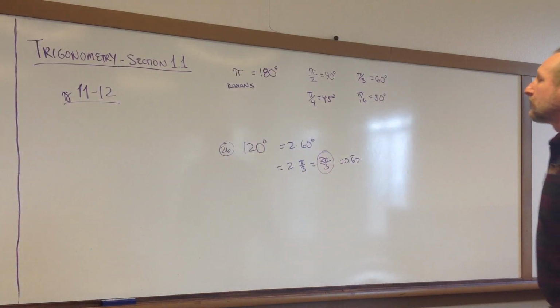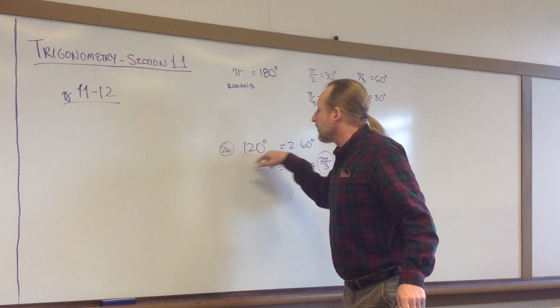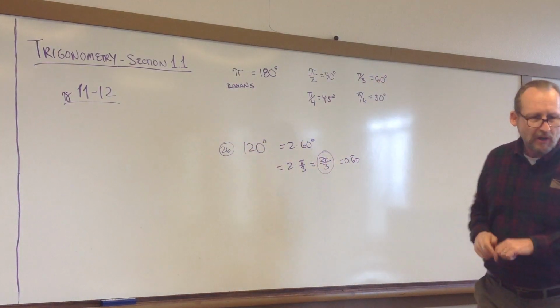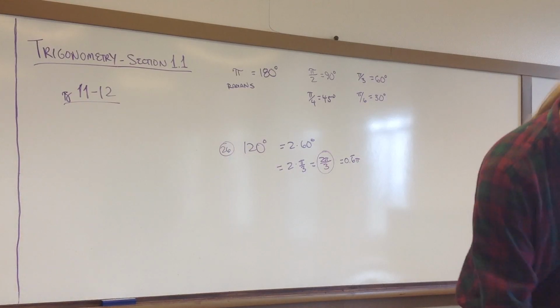You can use that pi over 180 multiplied by 120. You can also set up a proportion. All right, let's see what else we've got here.